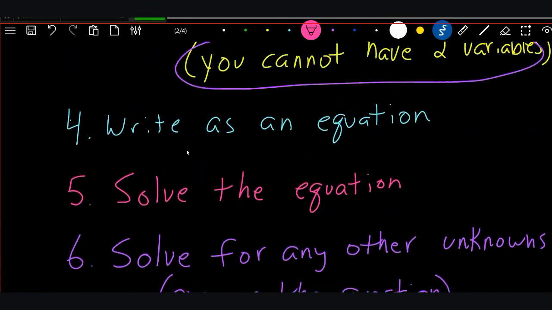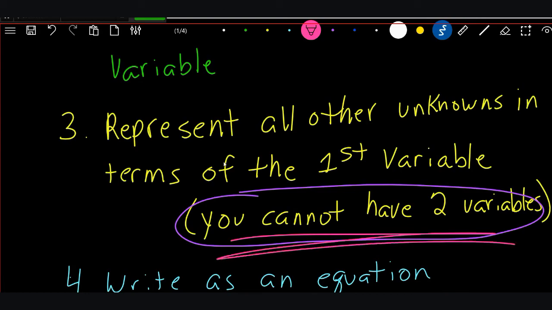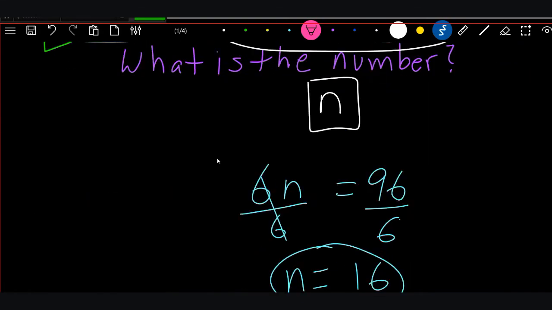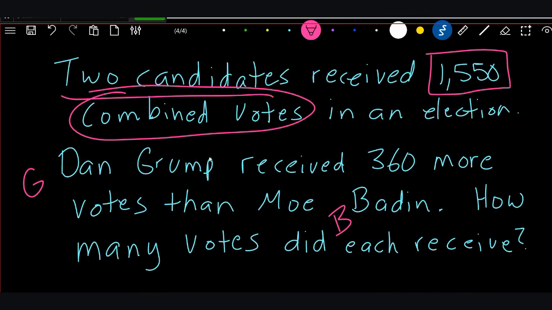Let's go back way up here. It says you cannot have two variables. Okay, we can't do it. So instead of having a G and a B, I've got to express them in one variable. So maybe we're looking for how many votes, so we could call it V for votes if you want to.